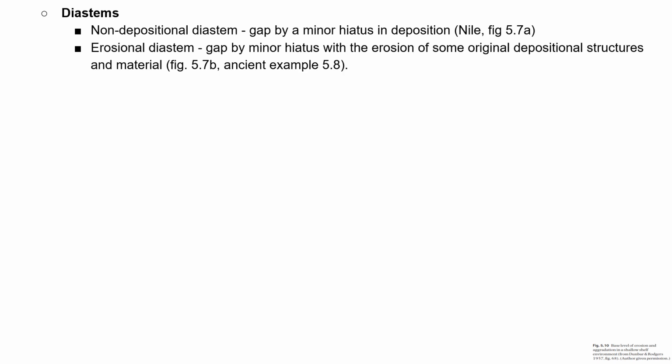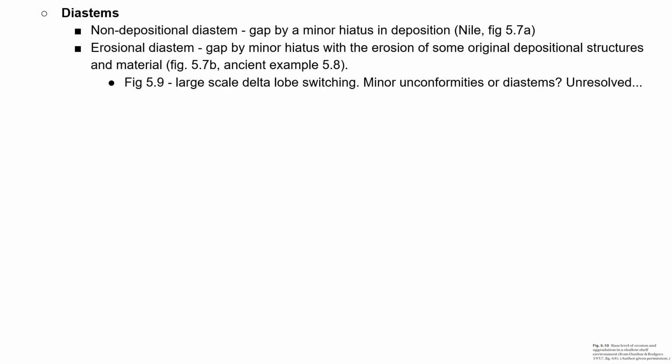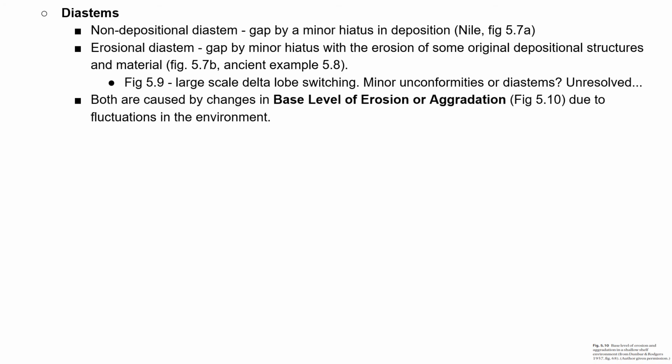Alternatively, we have the erosional diastem. This is a gap from a hiatus where there's erosion, so you've removed some of the original depositional material. So figures 5.7a and b and this ancient example in 5.8 show the different types of these erosional and non-depositional diastems. Now, on the large scale, figure 5.9 is also going to be showing you some large scale delta lobe switching. Minor unconformities, diastems, those are really hard to tell.